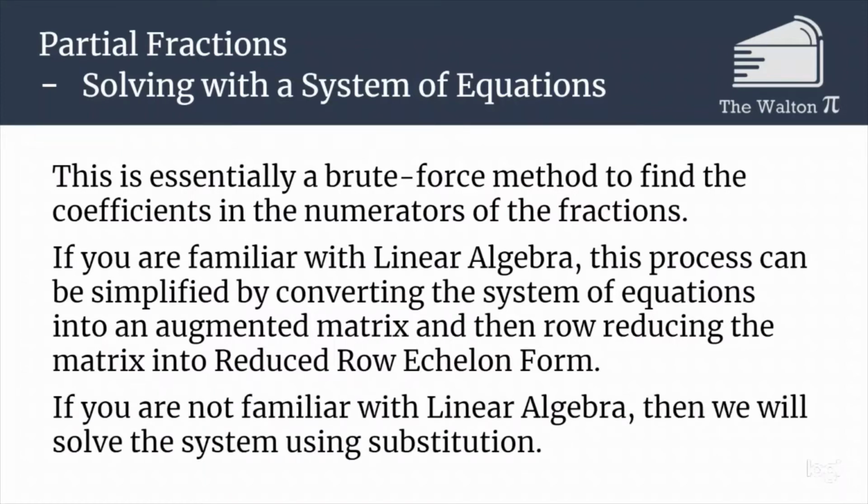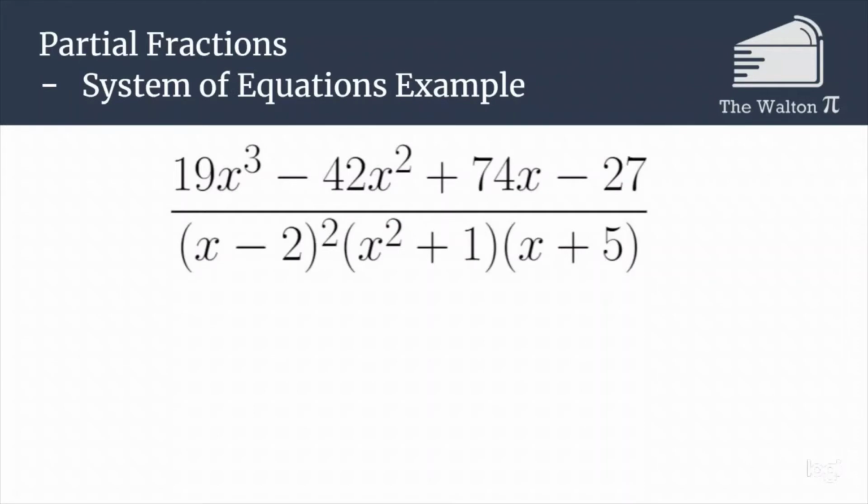If you're not familiar with linear algebra, don't worry, we're going to go through it in a way that you don't need to know linear algebra to do. So let's go through an example of substitution. Let's say that we have 19x cubed minus 42x squared plus 74x minus 27 all over (x minus 2) squared, (x squared plus 1), (x plus 5).